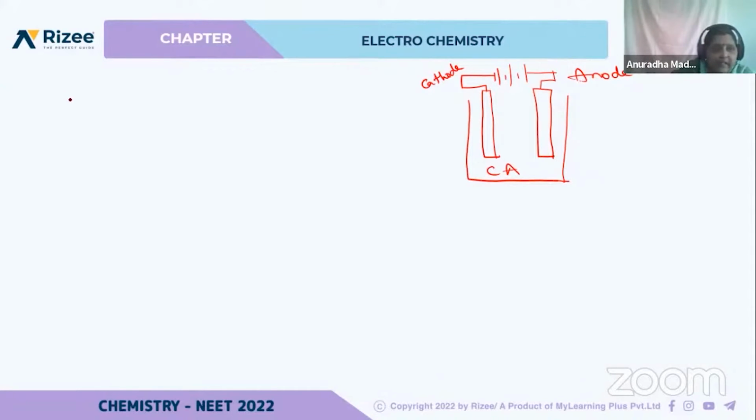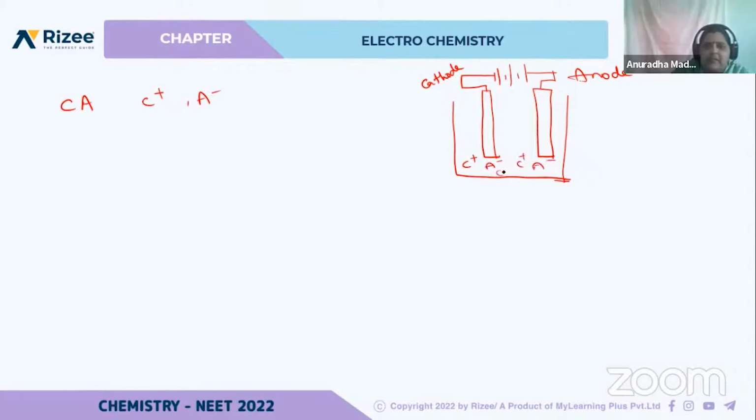So what is the electrolytic solution? CA, in which C plus and A minus will be present. As this solution contains C plus and A minus, cation and anion, this is the electrolytic solution. Two electrodes made of platinum metal are dipped in it. So let's see one by one. First, let's take the anode. The anode is always the positive terminal and the cathode is the negative terminal.